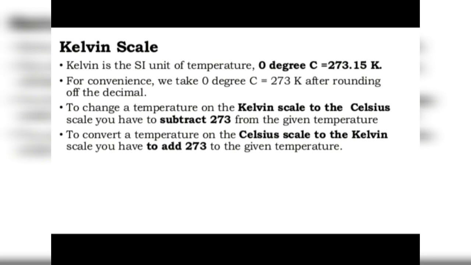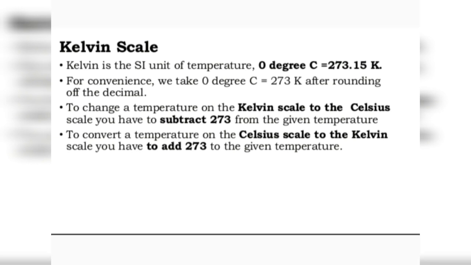Now, there's an advantage of the Kelvin scale of temperature. That is that all the temperatures on the Kelvin scale are positive, whereas in degrees Celsius, we have negative temperatures, minus 2 degrees Celsius, minus 10 degrees Celsius. But in Kelvin scale of temperature, we have all the values as positive.